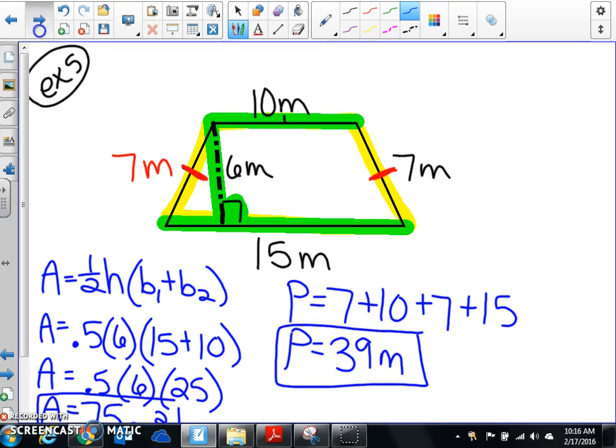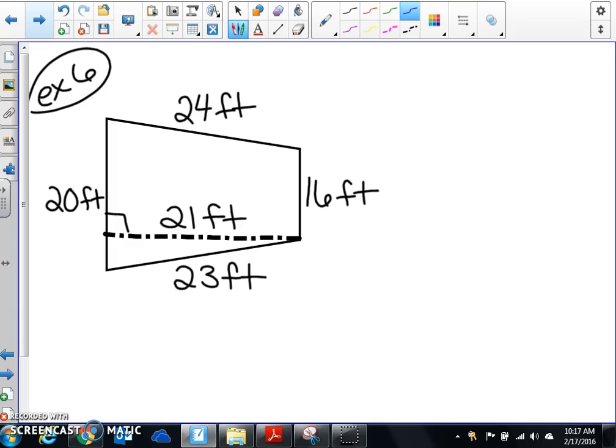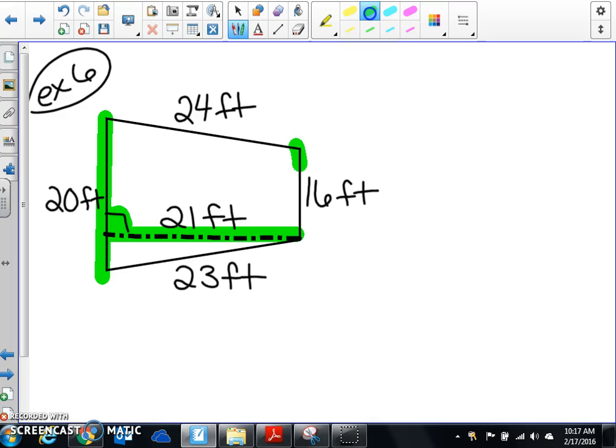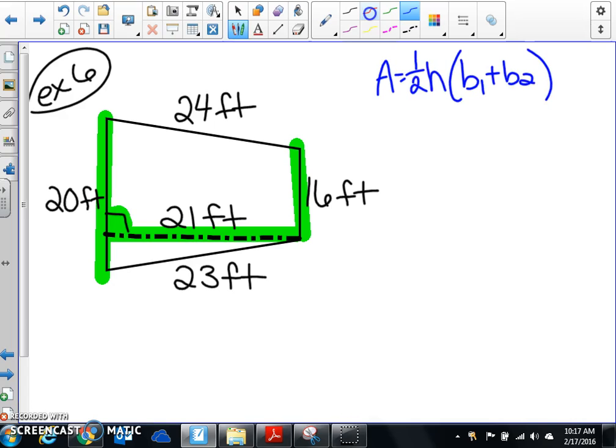All right, and last one. Once again, find your right angle. Highlight it. There's my height. There's my base. Remember, for a trapezoid, you have 2 bases. So I have to go to the opposite side, which is parallel. So that's my second base. So area equals 1/2 height B1 plus B2. So area equals 0.5. My height is 21 feet. My first base is 20. My second base is 16.